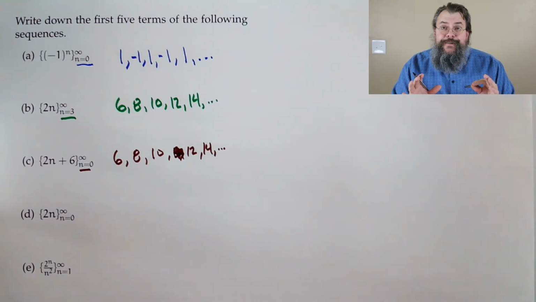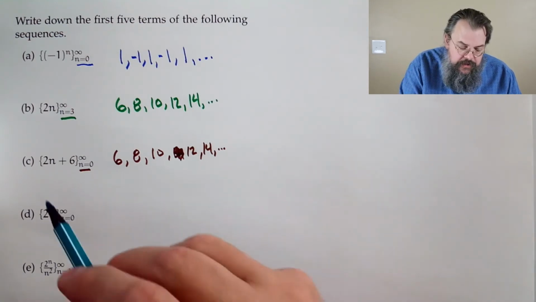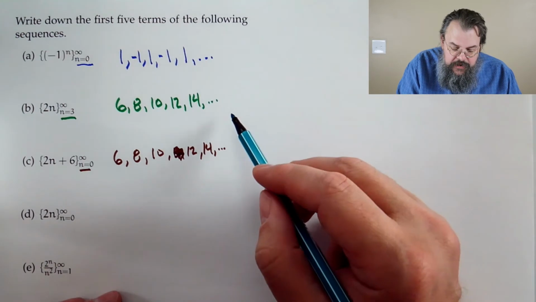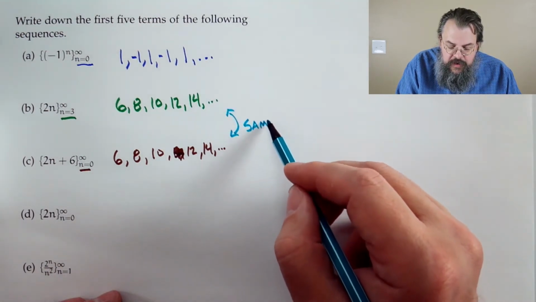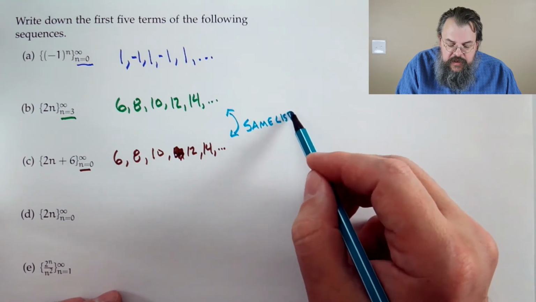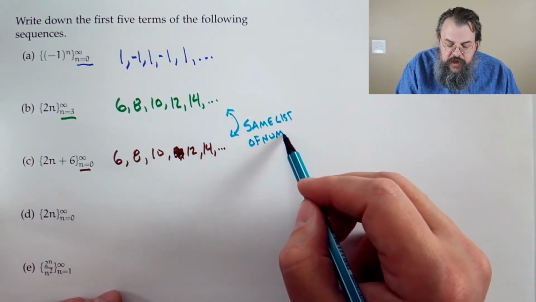Let's pause. What do you notice? You notice something here, right? I hope you see it. Look, these two are the same as terms of a list. So it's the same list of numbers. Indeed, the only thing that's happened is that the index where we start has been shifted.